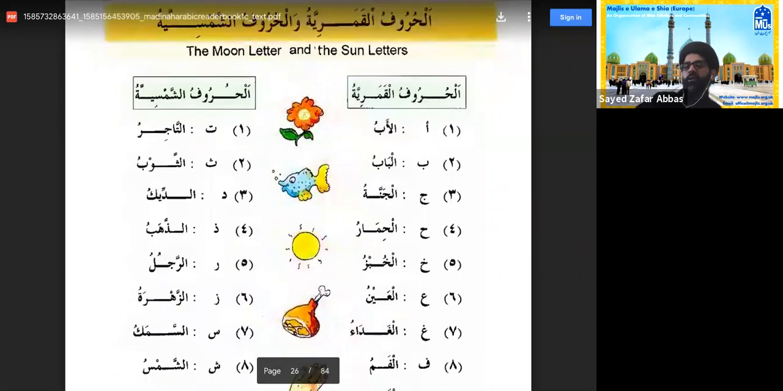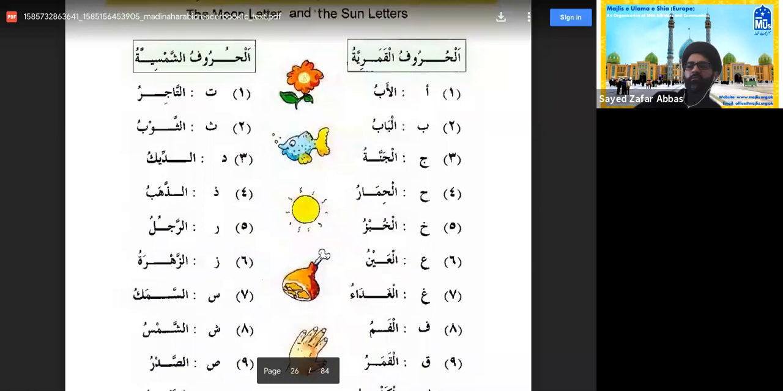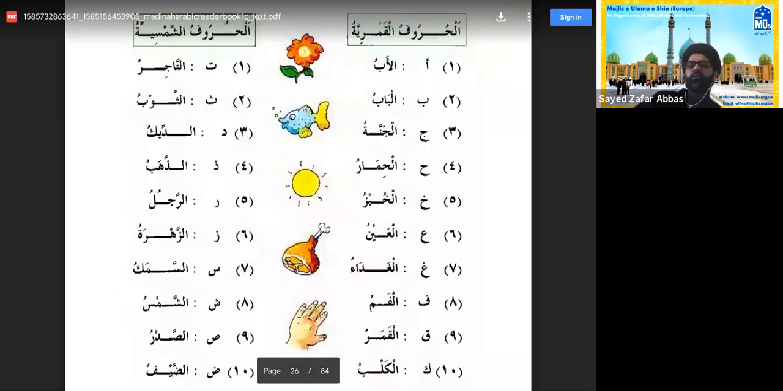Okay. We did mention this last time, you're right. We're just going to go through again the huruf al-qamariyya and huruf al-shamsiyya, right? Because I know that some people mentioned that they had a lot of difficulty understanding. So we're just going to go over it again.